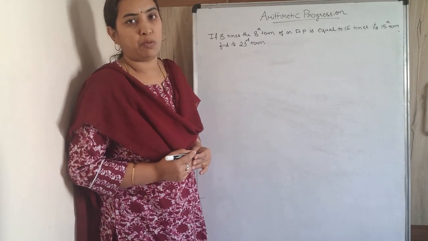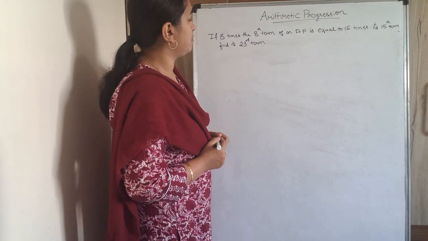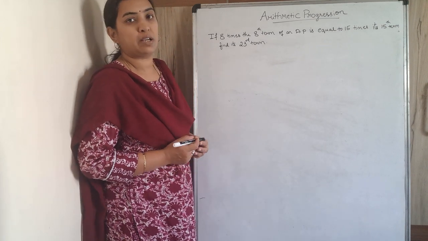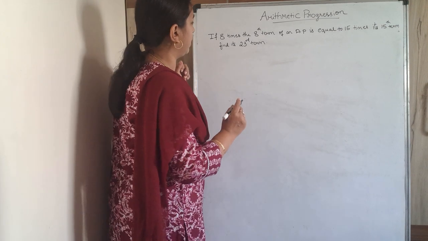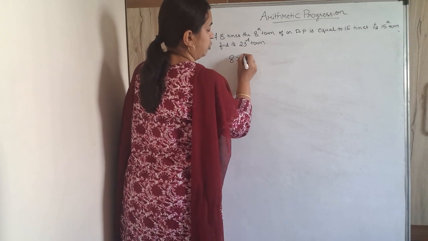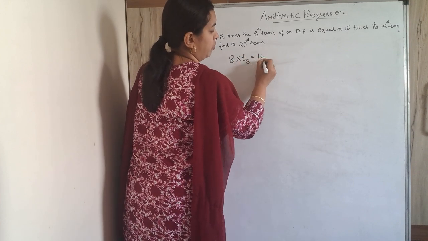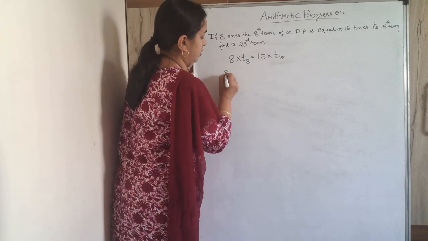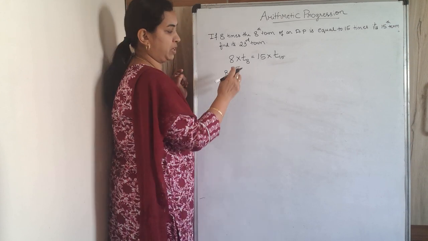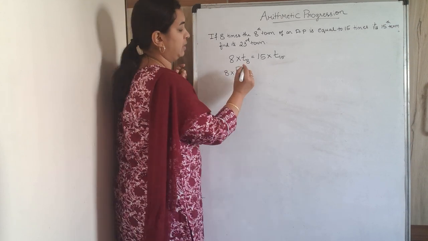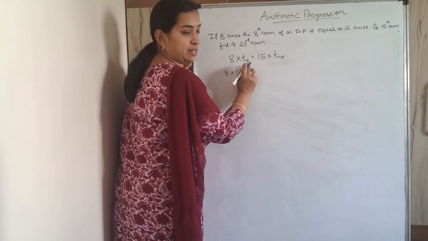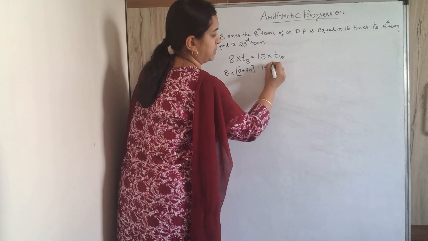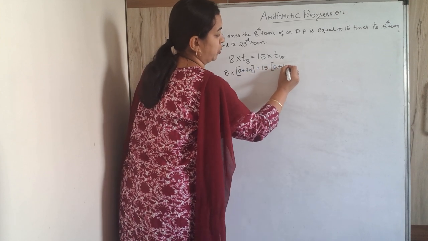This is one of the important problems here. If 8 times the 8th term of an AP is equal to 15 times the 15th term, find its 23rd term. From the given data, it is 8 into T8 = 15 into T15. So this will be 8 into, using the formula a + (n − 1)d, where n is 8 here, so n − 1 will be 7d, is equal to 15 times of a + 14d.